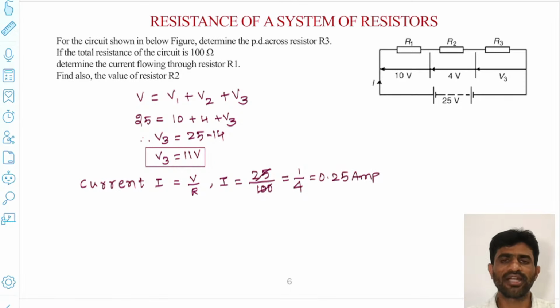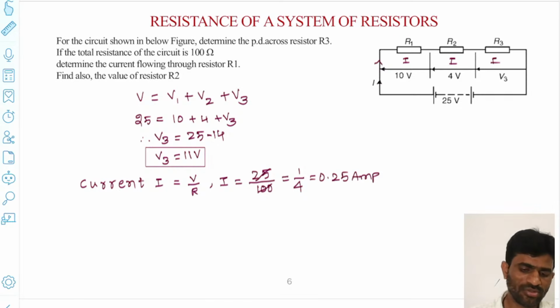This is the current across the whole circuit, because in a series connection there will be the same current across all three. So here it is I, here also it is I, here also it is I. So it is 0.25 amperes across all three resistors. Hope you understood this. 0.25 amperes. So this is the first question's answer. This is the second question's answer.